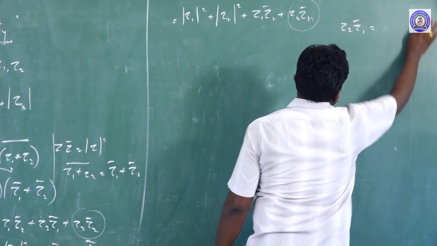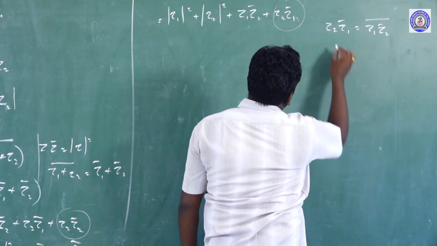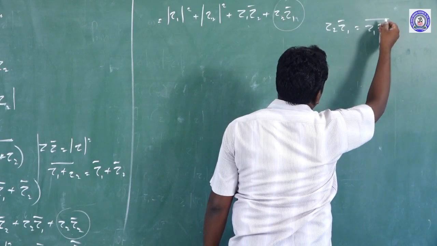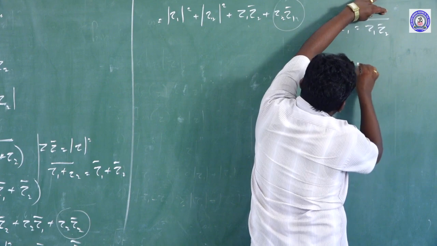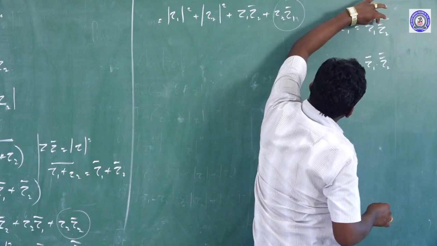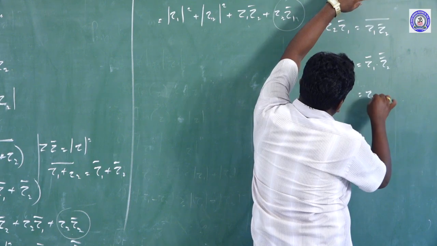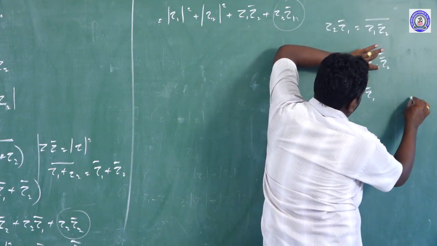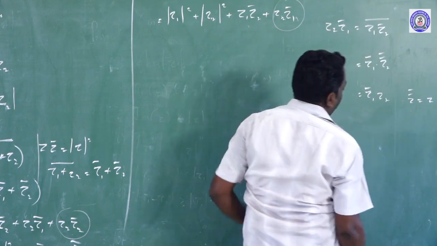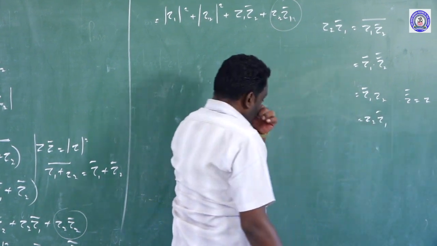We can write z2 into z1 bar as z1 into z2 bar whole bar. Just bring the bar inside the bracket: z1 bar into z2 bar double bar, because already we have one bar, and splitting it again, we get two bars. That is z1 bar and z2 double bar. What is z2 double bar? It is z2. Therefore z2 double bar equals z2. Simply we can write z2 into z1 bar.